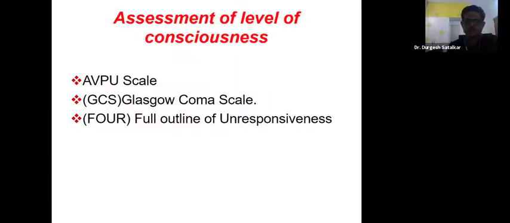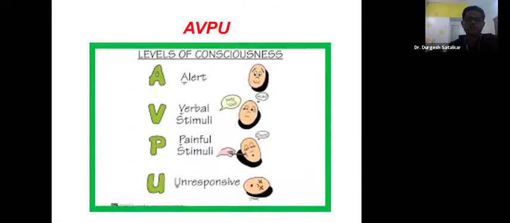Now coming to the AVPU score. AVPU is a simple score where you quickly assess the level of consciousness in busy emergency wards. If the patient is alert, responding to your command, or is oriented and responding to environmental stimuli, then we say the patient is alert. If the patient is responding to verbal stimulus, then we say V. If the patient is responding only to painful stimulus, then we give it a P. And U is an unresponsive patient.